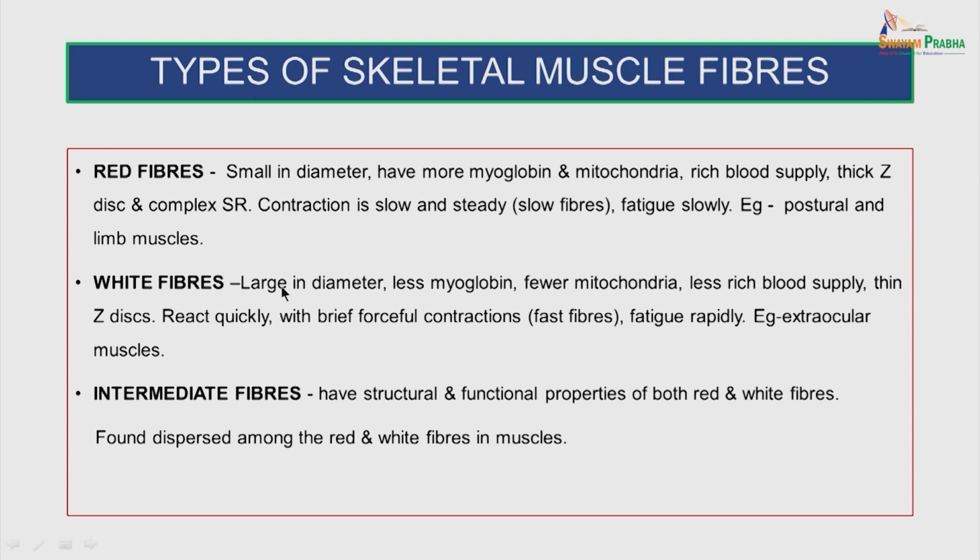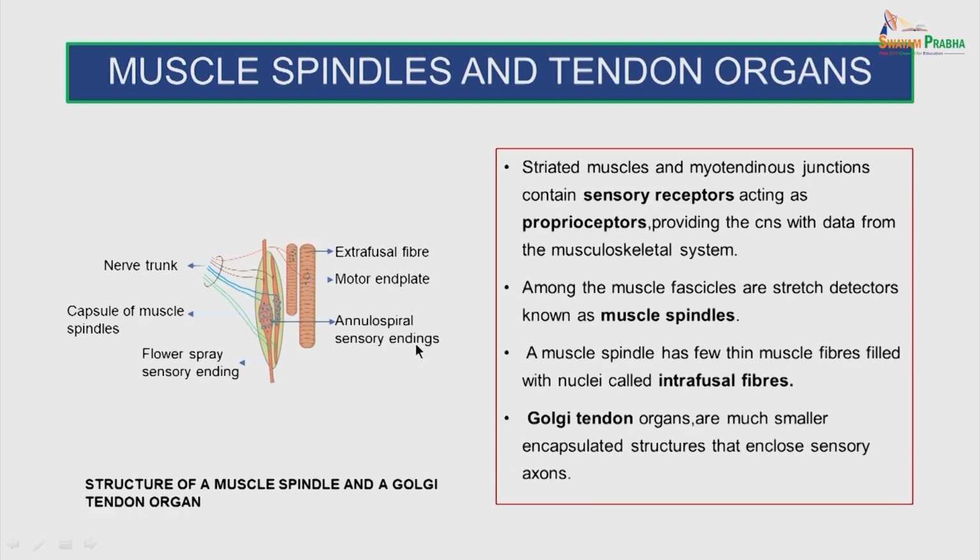The white fibers are large in diameter, have less myoglobin, fewer mitochondria, less rich blood supply, and thin Z discs. They react quickly with brief forceful contractions and so fatigue rapidly, for example the extraocular muscles. The intermediate fibers have structural and functional properties of both red and white fibers. They are found dispersed among the red and white fibers in the muscles.